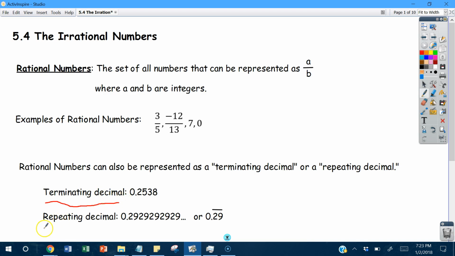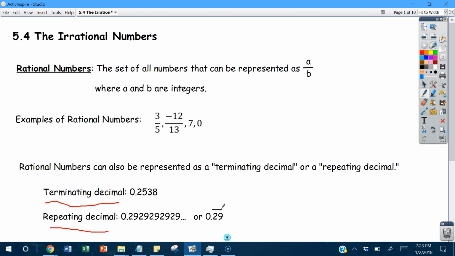Whereas we also have a repeating decimal. Some rational numbers can be written as repeating decimals, where the numbers after the decimal repeat. Like this, 0.29292929, and then the dot dot dot means that's going to happen until the end of time. We could also write that as 0.29 with the bar over it. That indicates that we're dealing with a rational number.